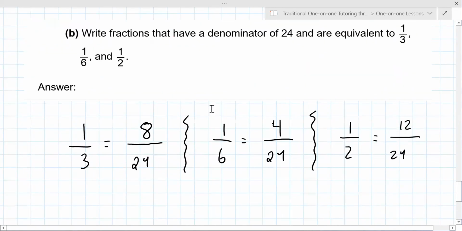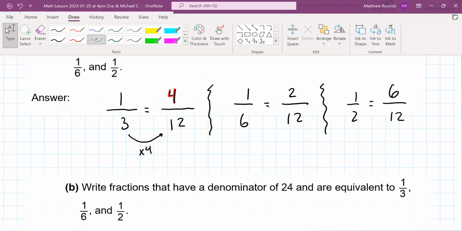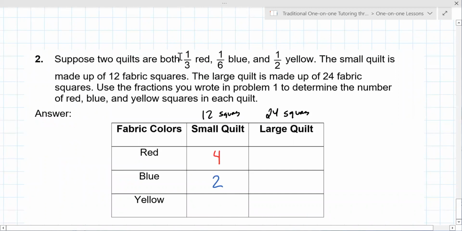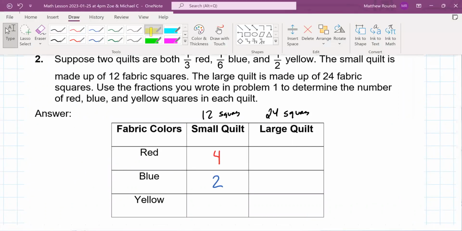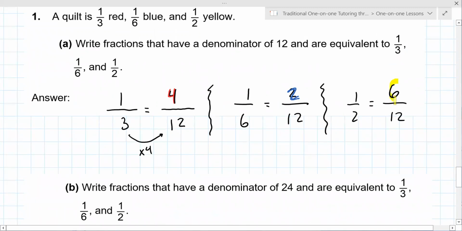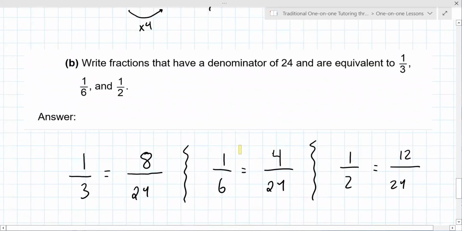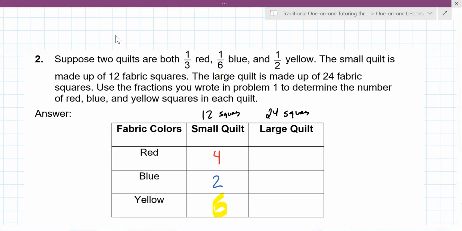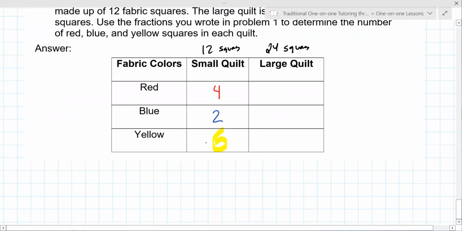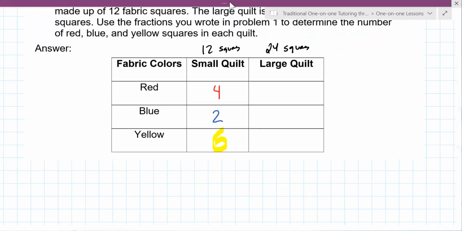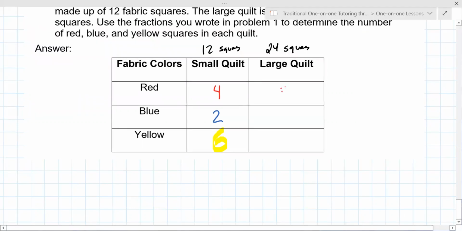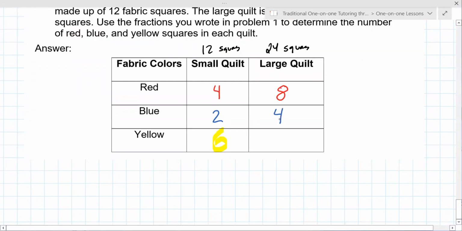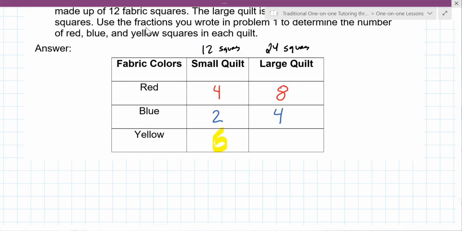The blue one is going to have 2 squares. Okay. The yellow one is going to have 6. You see that? What does that add up to? What is 4 plus 2 plus 6? We just did it. 12. Okay. See how the squares have to add up? The large quilt's going to have double as many. So 8, 4, and then 12.